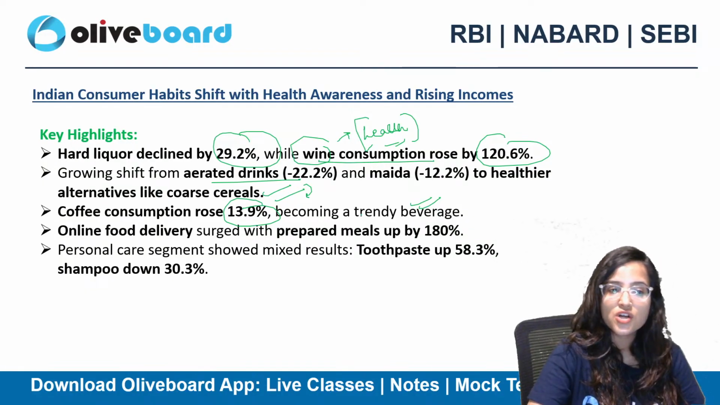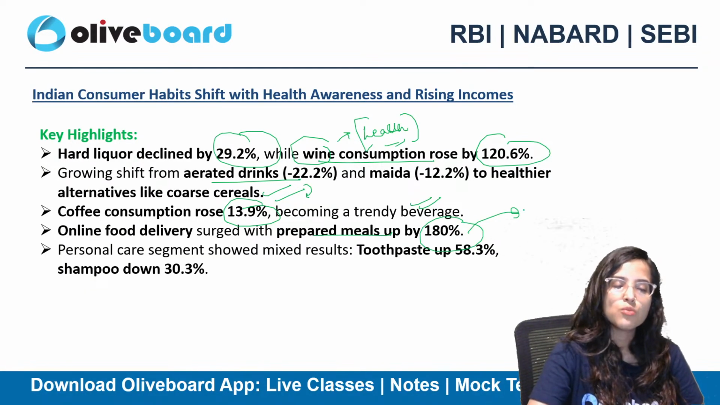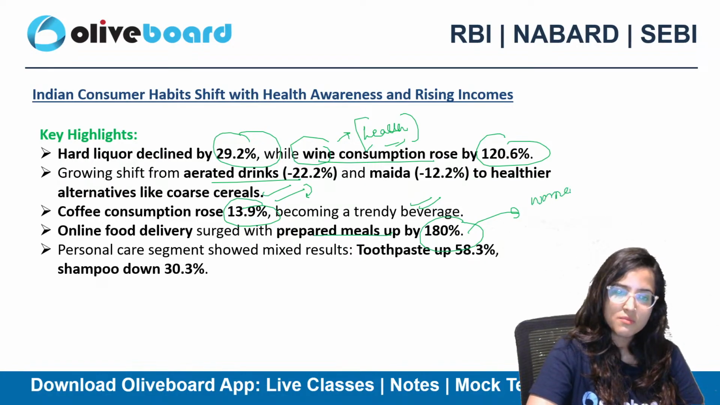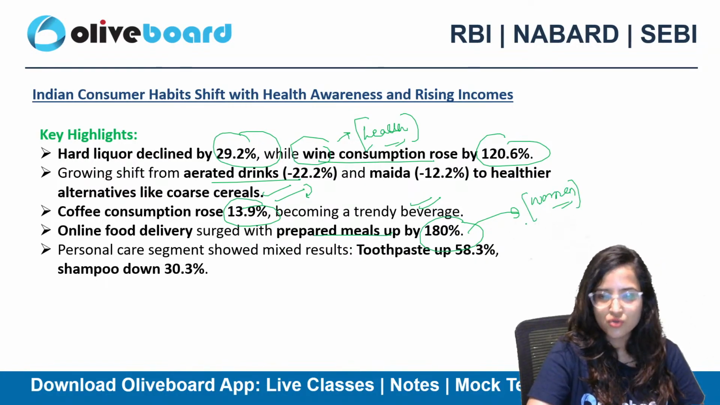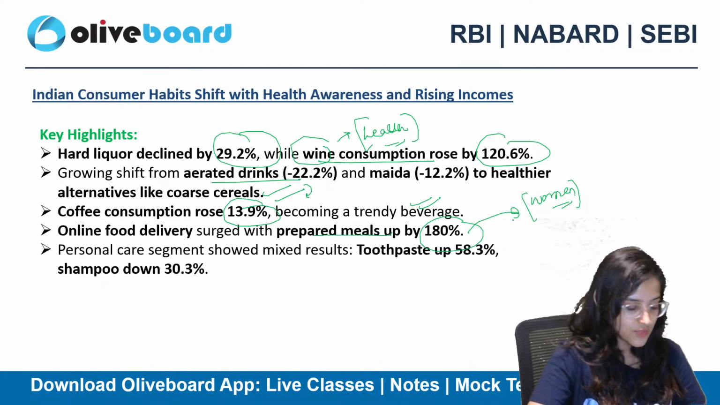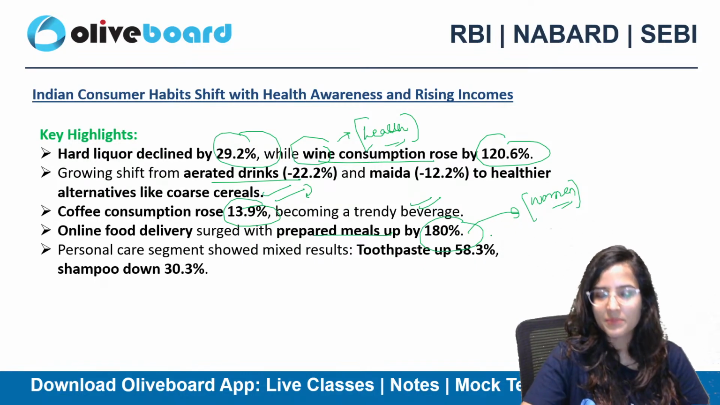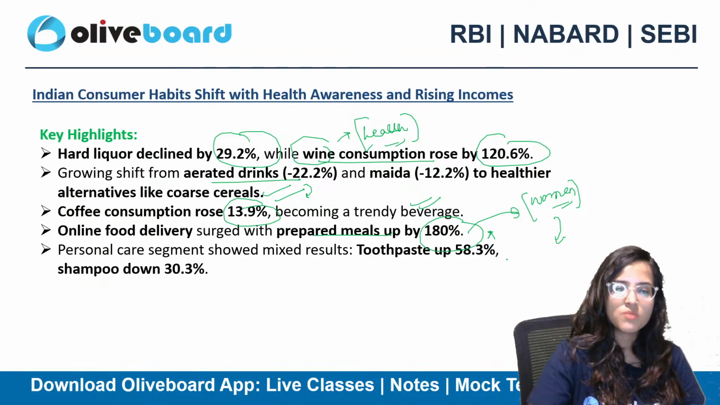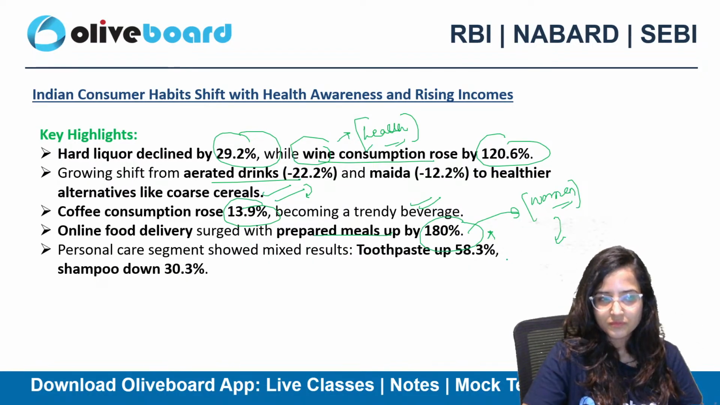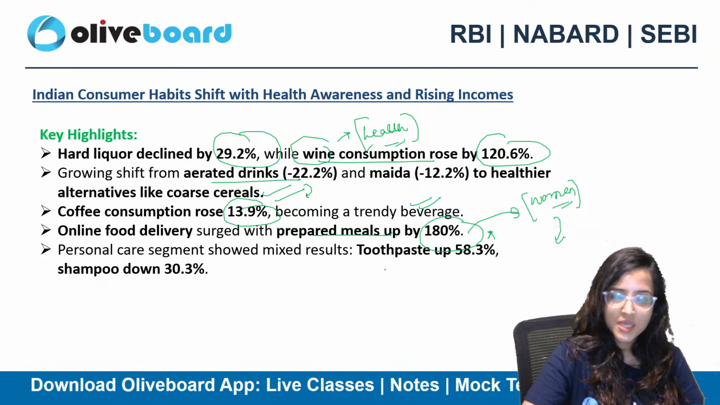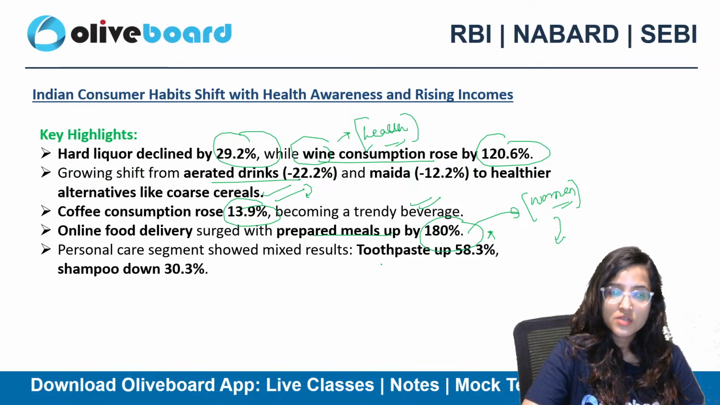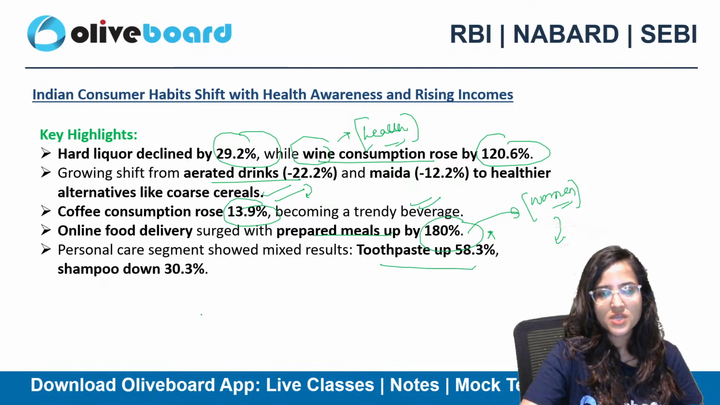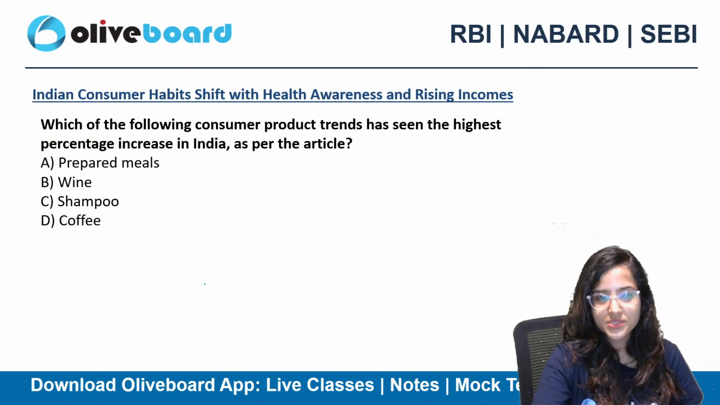Online food delivery surged, with prepared meals up by 180%, and that is, I think, mostly because women are also working. Men and women both are working in a household, so one reason for the increase in online food delivery and prepared meals of 180% is maybe the increasing number of women in the workforce. If we talk about the personal care segment, it has shown mixed results. Toothpaste is up by 58.3%, but shampoo is down by 30.3%.